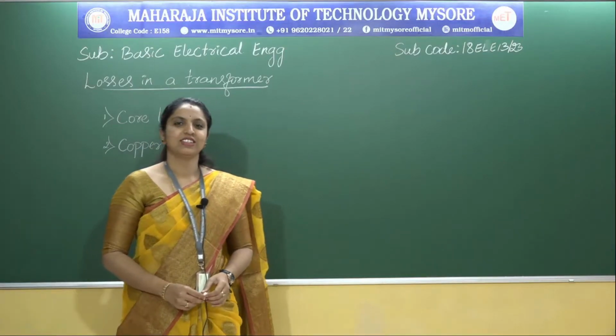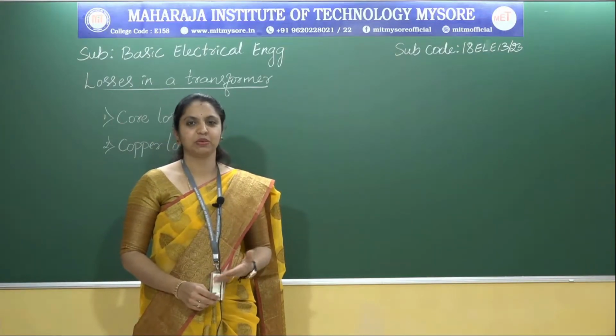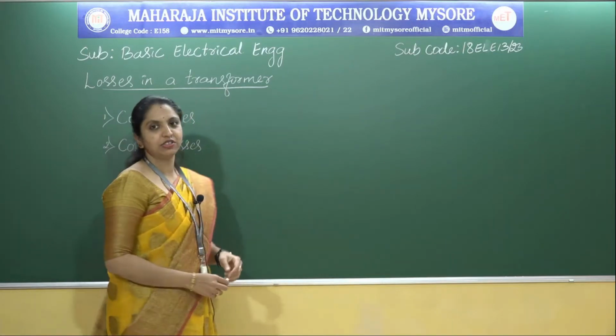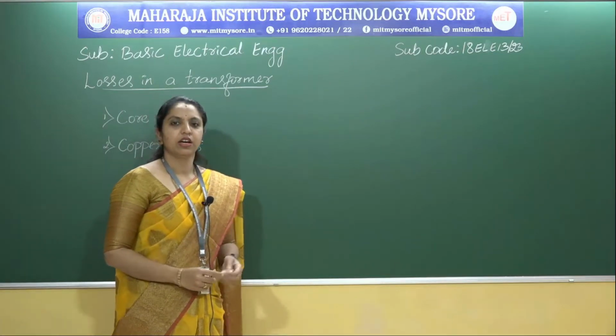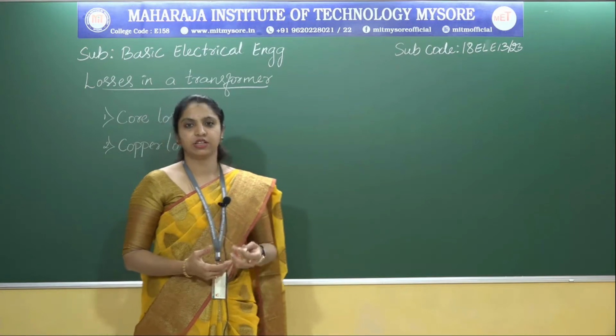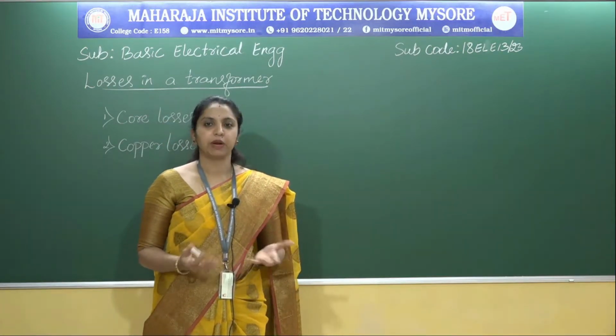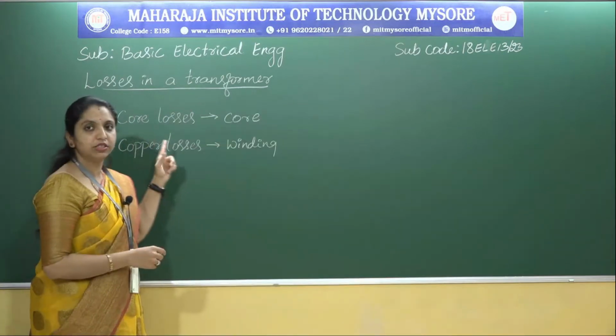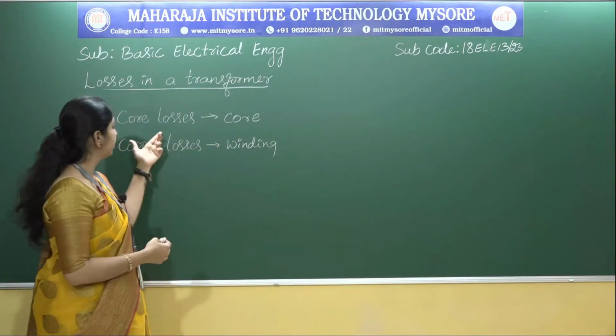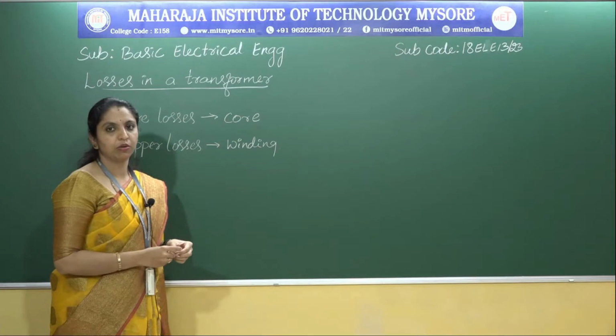Hi everyone. Let's move on to the next topic, which is losses in a transformer. If we consider an ideal transformer, we don't find any losses, but practically that is not possible. We have two types of losses in a transformer: one is core losses and another one is copper losses.